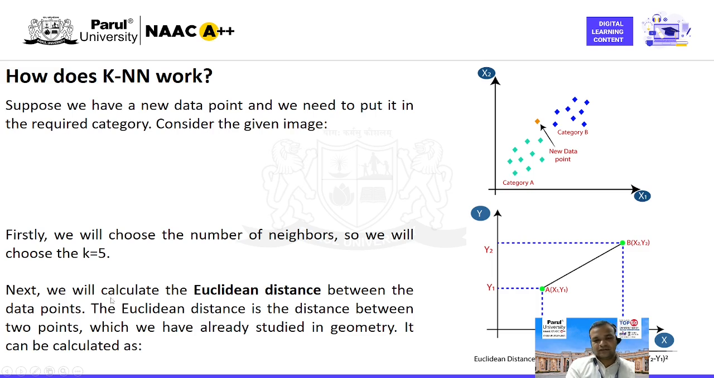Next we will calculate the Euclidean distance between data points. The Euclidean distance is the distance between 2 points, and this is the formula. For points A and B with coordinates x1, y1 and x2, y2, we try to find the distance between A and B. So the formula is the square root of (x2 minus x1) whole square plus (y2 minus y1) whole square.